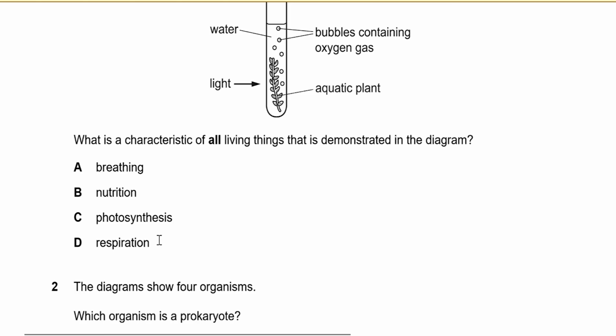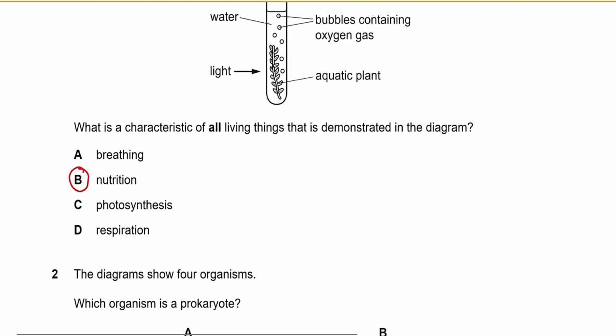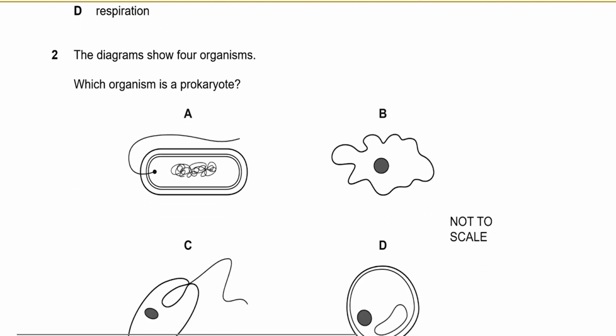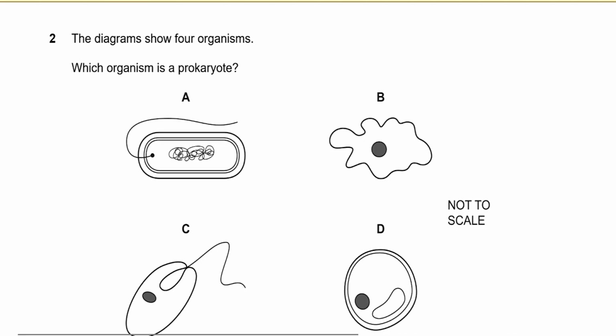So instead, it will be nutrition, alright, which will involve release of oxygen, using of what? Light, and in presence of what? Of water. So our choice here will be nutrition, okay? Then we go to number 2, which says the diagram shows 4 organisms. Which organism is a prokaryote?